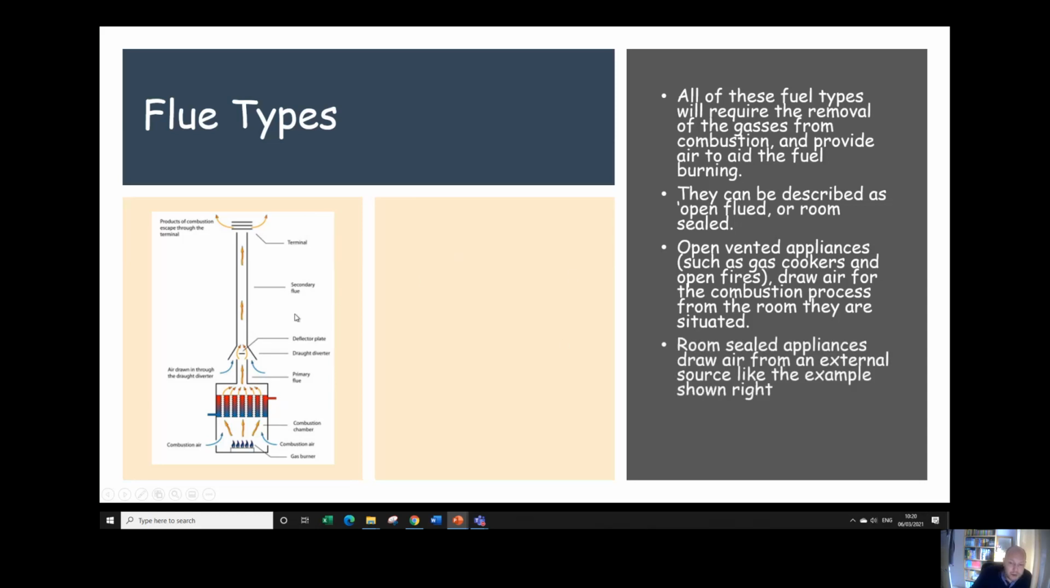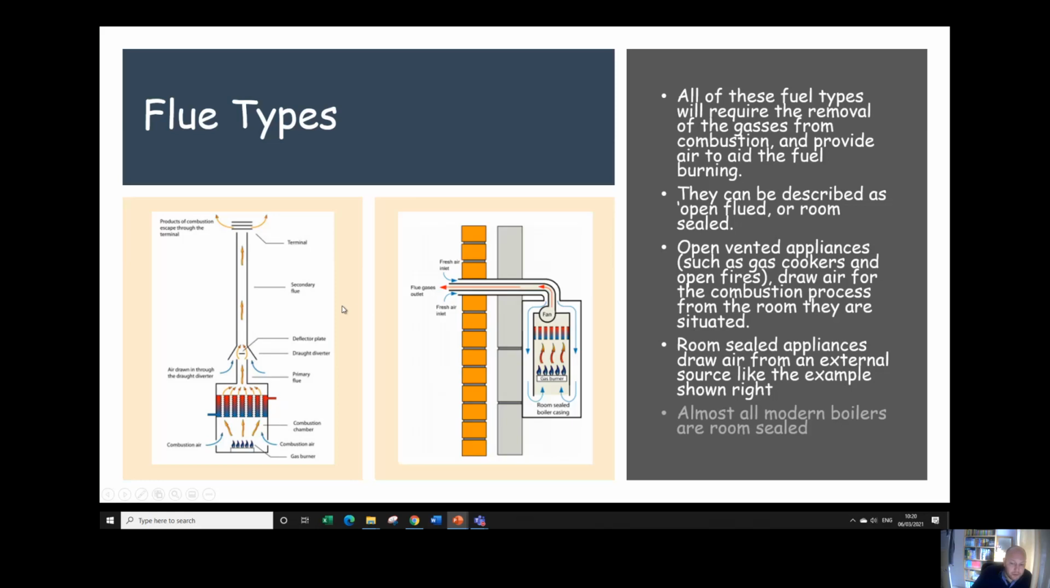Room sealed appliances draw air for the combustion from an external source, and they also remove the products of combustion to an external source. Quite often you'll see flues with two tubes, one tube on the inside, which the flue gases escape from, and one tube on the outside, which draws fresh air in for the combustion process. Almost all of our modern boilers will be room sealed.